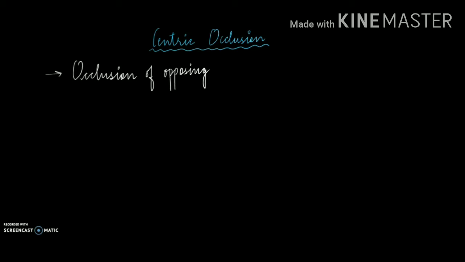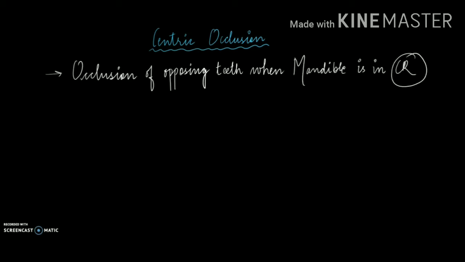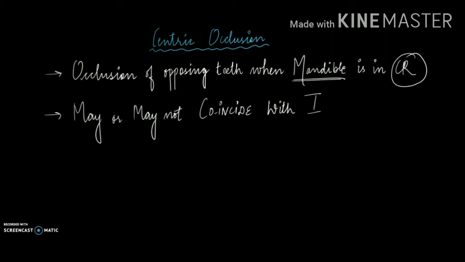Next thing is centric occlusion. Now, what is centric occlusion? It is the occlusion of opposing teeth when the mandible is in centric relation. Now, this position may or may not coincide with the intercuspal position. This means that centric occlusion may or may not coincide with the maximum intercuspation position.